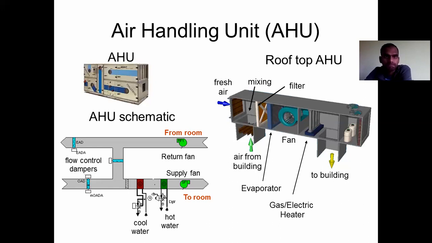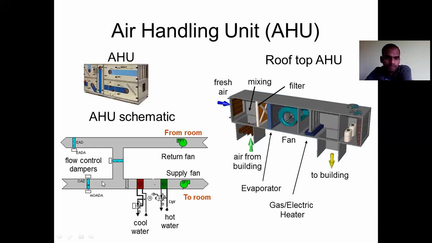Understood? So by the help of the return fan, some percentage of air is coming back to this, and some percentage is being exhausted, and from this duct outside air is being supplied into this, and it will get mixed, and again it will be supplied to the room. So this is the inside of the AHU.